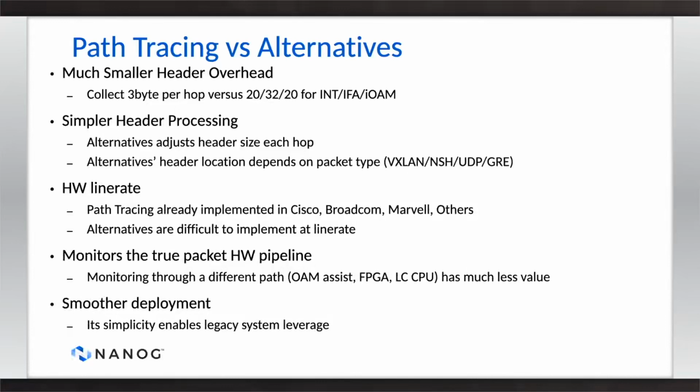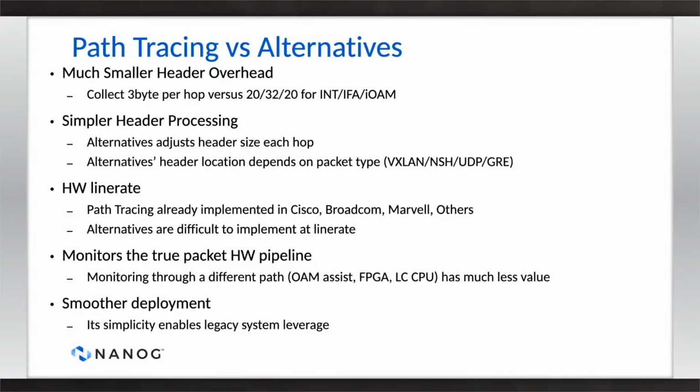Everything is in a fixed position. Header offset's always the same. Reiterate, hardware line rate. Because we know these things are in fixed positions, we can do this in hardware today. We've been working with Cisco, Broadcom, Marvell, others to do this in hardware at line rate. Other options are not widely deployed, possibly because they're not done at line rate. The other thing we're doing is looking at the true path of a packet in hardware. We want to experience what our applications or our customers are experiencing. We don't want to be punted to a CPU or anything or OAM assist.